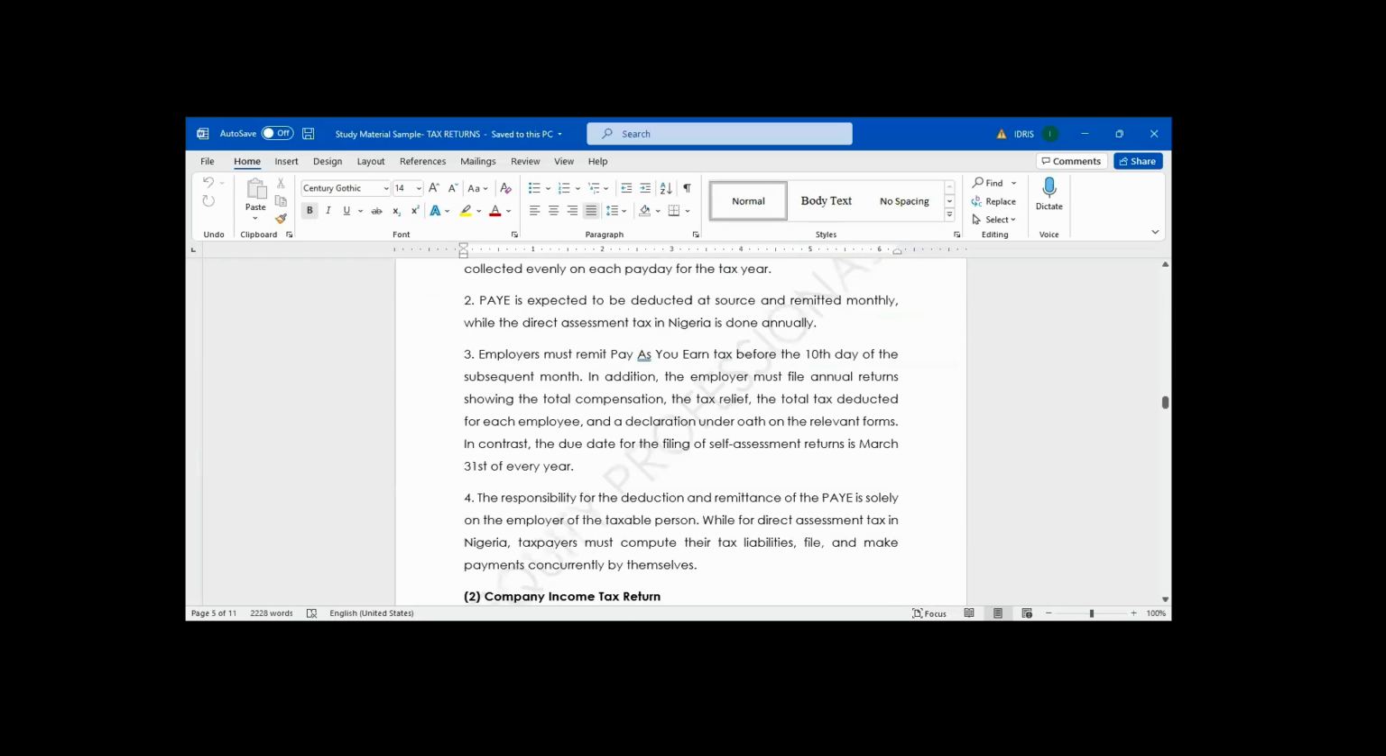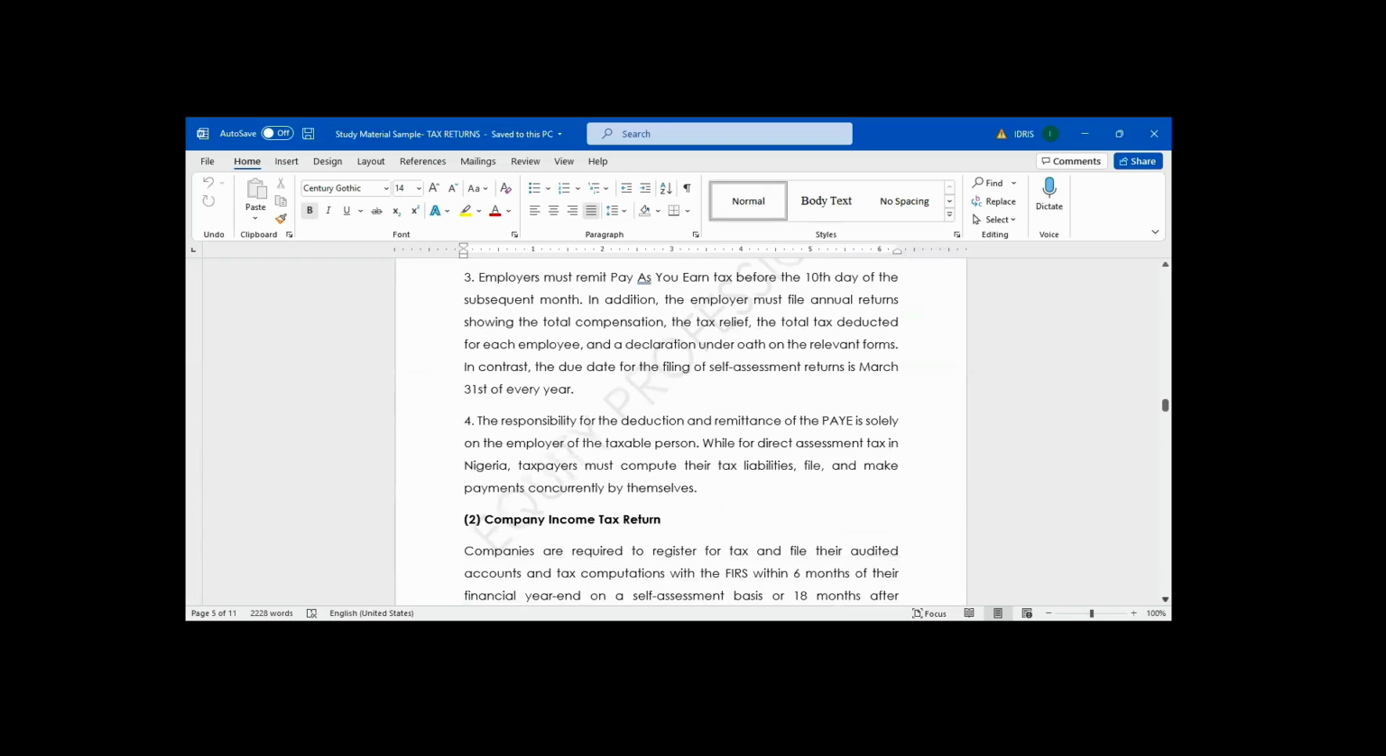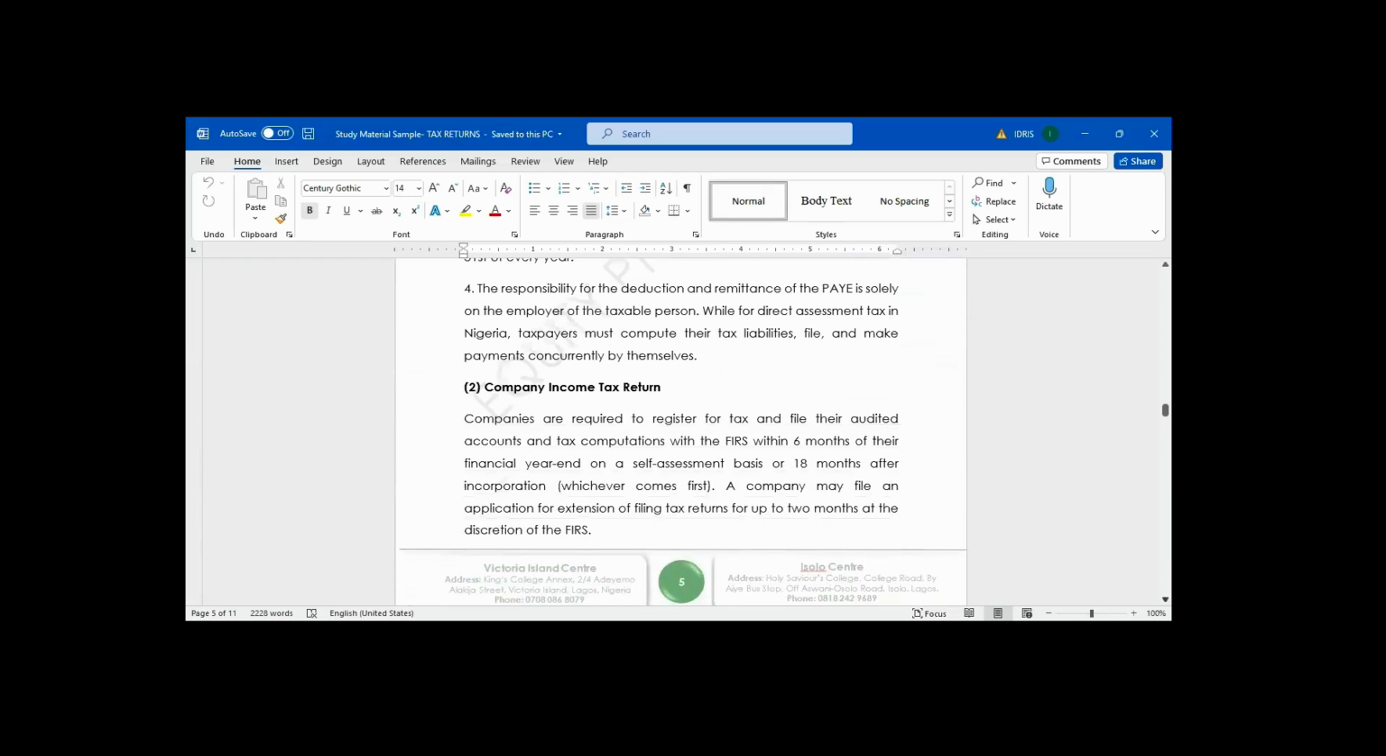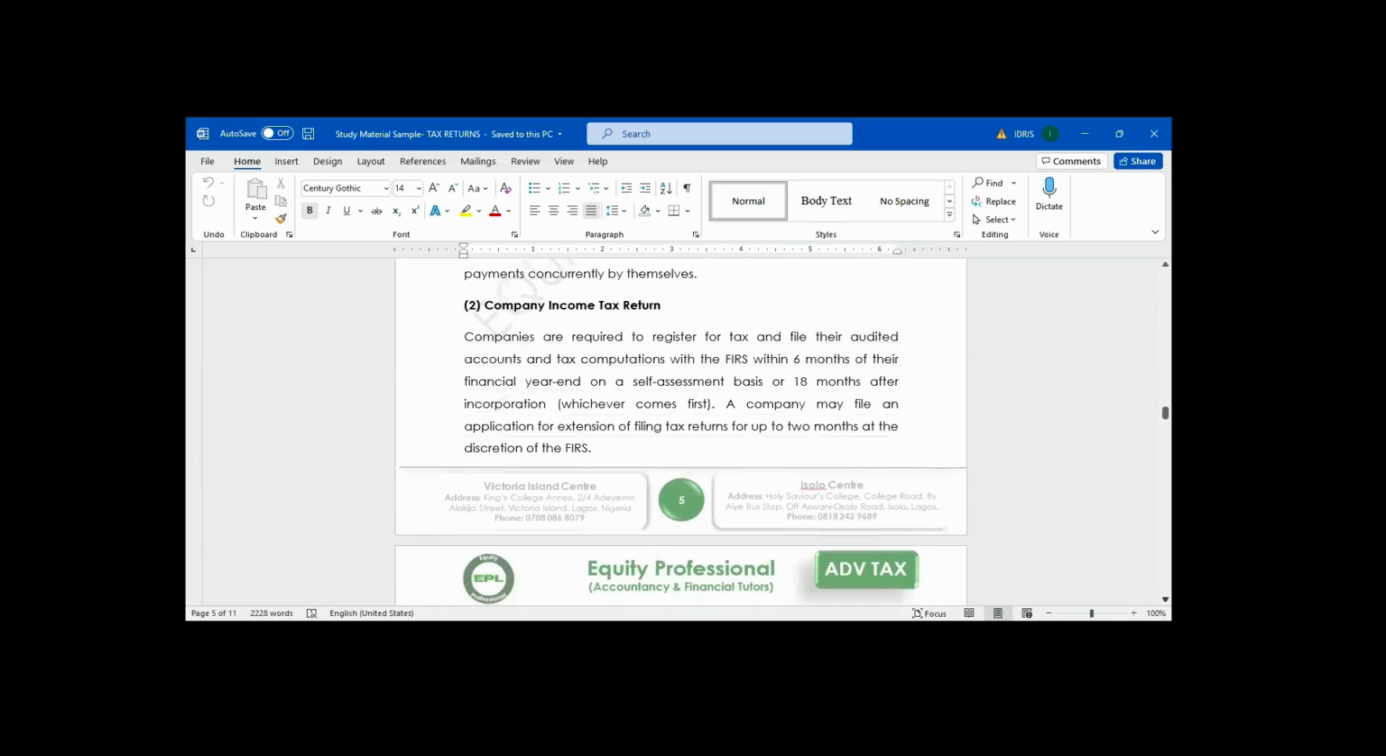We have the company income tax return. Another type of return that we have is called what? Company income tax return. These are the returns that are filed by the company. The company is the one that files this company income tax return, showing the true position of their financial statements, whether they make a profit or a loss.